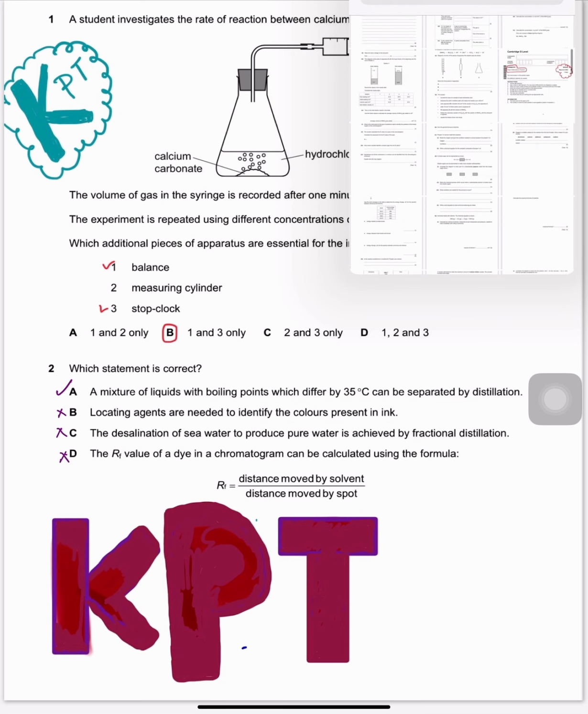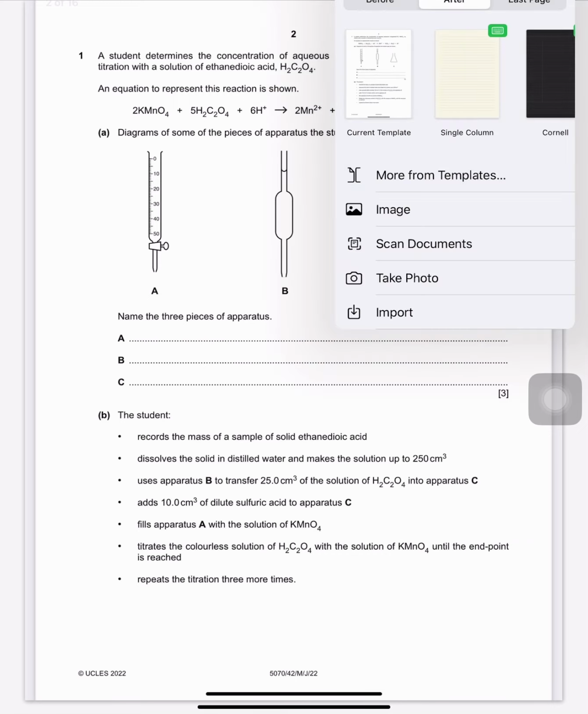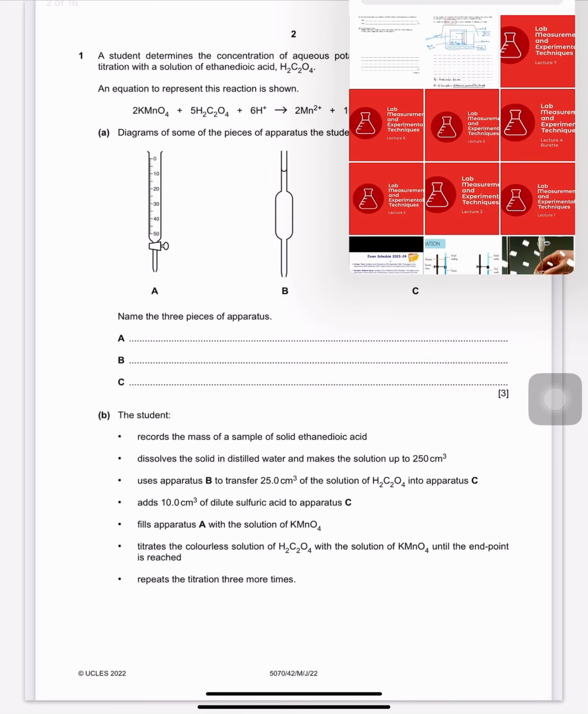All right, guys, this question can be asked from you. Let's see the A part of question number one only. I'm not talking about the rest. For example, what is the name of A? It is called burette. What is the name of B? It is called pipette. And C is conical flask.